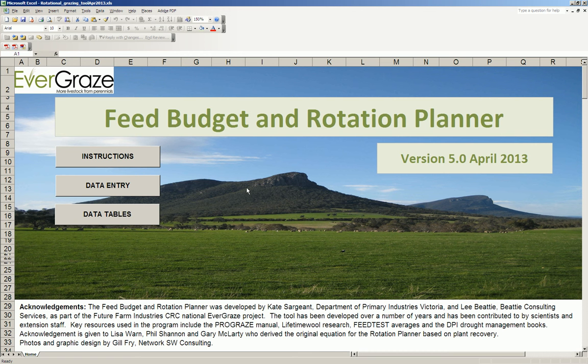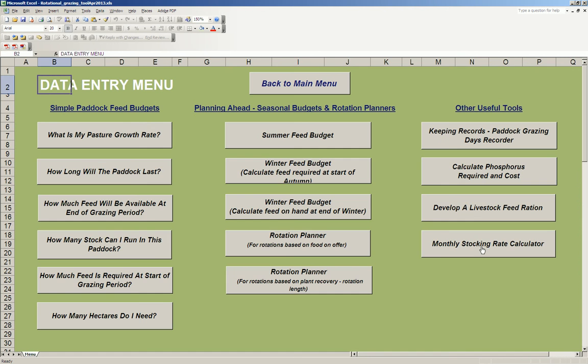Today I'm going to show you how to use the EverGraze feed budget and rotation planner to calculate the monthly stocking rate profile of your farm. So the first thing you have to do when you get into the calculator is click on Data Entry. Once in the Data Entry menu, click on Monthly Stocking Rate Calculator.